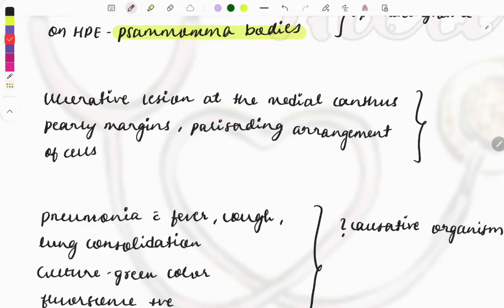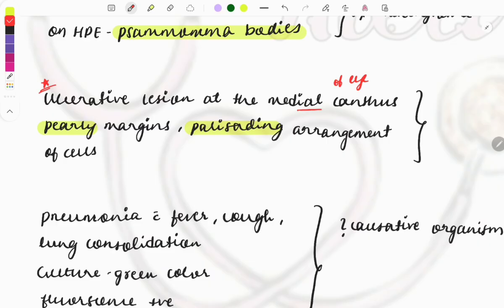Then moving on to the next question, see, it was asked like an ulcerative lesion. The question was asked on ulcers, which is a very important topic. Then an ulcerative lesion at the medial canthus of the eye. Near the medial canthus of the eye it had a pearly margin. So this is the catchword in the question, and it had a palisading arrangement of the cells. So this is the main catchword for this one.